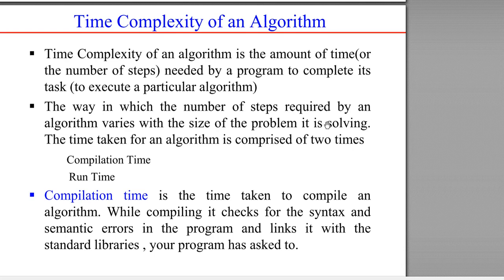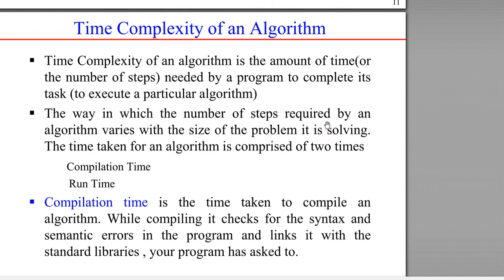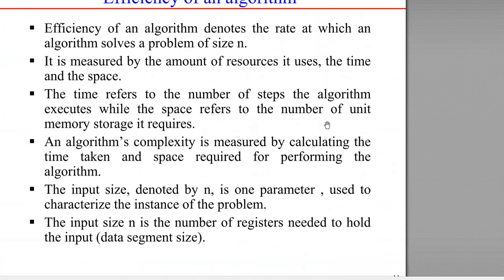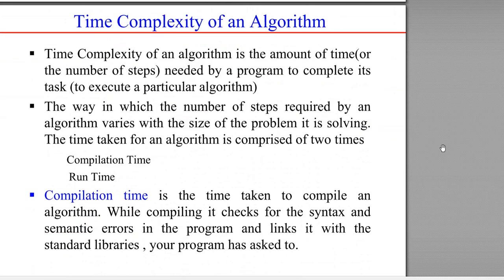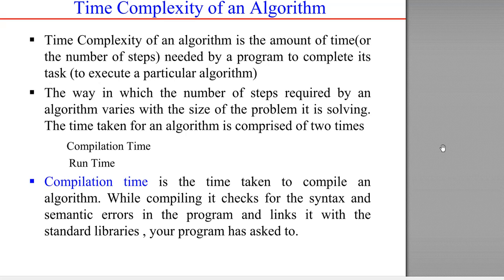Let's look at the efficiency of an algorithm. The key things we want to take away at this moment in our study of algorithms are that, number one, there's something called time complexity, and then there's something called space complexity. Time complexity looks at how long your program takes to run and complete the task at hand.